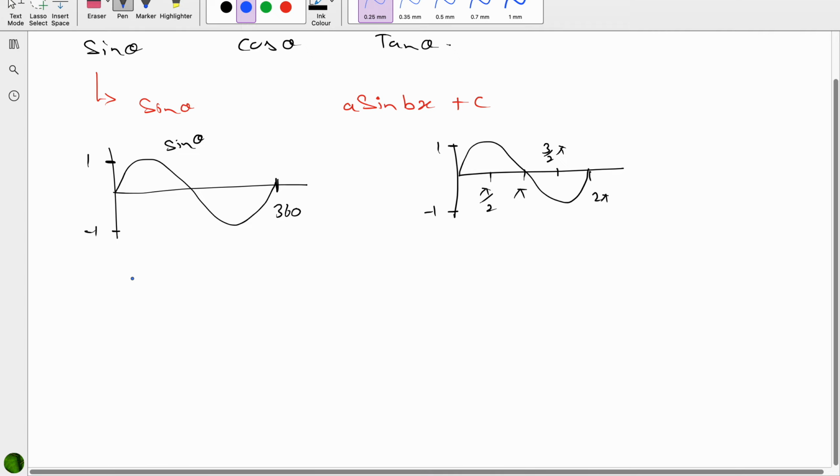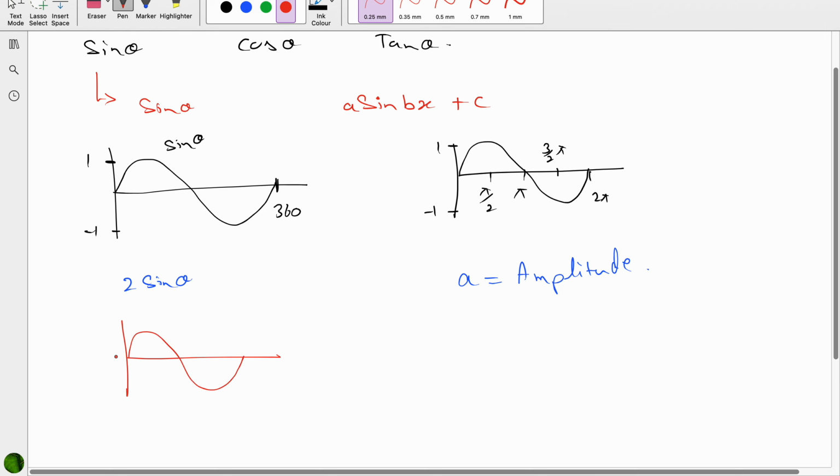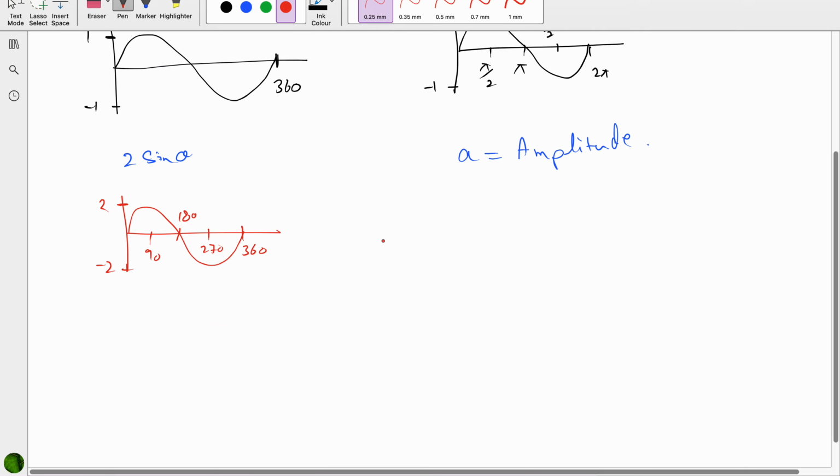So what happens when we draw 2 sine theta? Basically we are changing a. A is the amplitude. So when we draw the graph from 0 to 360, the maximum and minimum would be 2 and -2, and nothing else changes. This is 360, and we have the equal divisions 90, 180, and 270 as shown. So this is about amplitude.